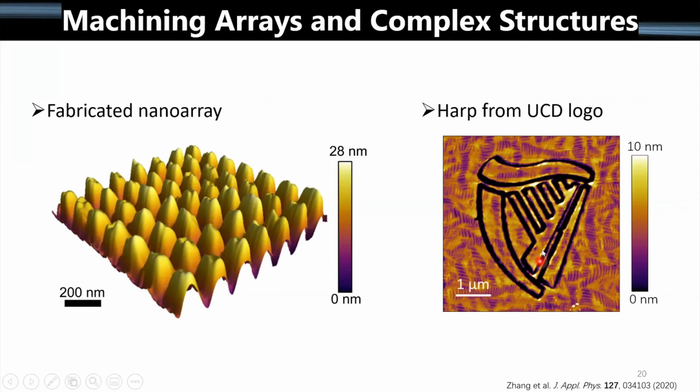We can make these more complex structures. This is just loading an image and using lithography software that most AFMs have. And it's really just one pass. It's quite impressive, I think.